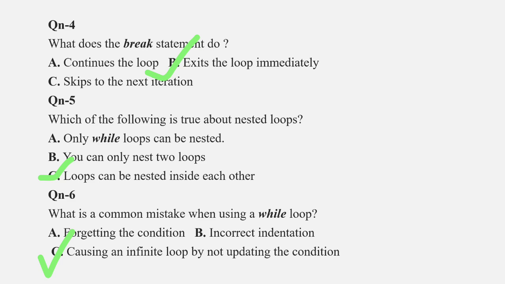And the last question is, what is a common mistake when using a while loop? The correct answer is causing an infinite loop by not updating the condition. This one's tricky. If you don't update your loop's condition, it can lead to an infinite loop, and we definitely don't want that. How many did you get right? If you got all of them, great job. And if you missed a couple, no worries. Keep practicing and these concepts will stick.